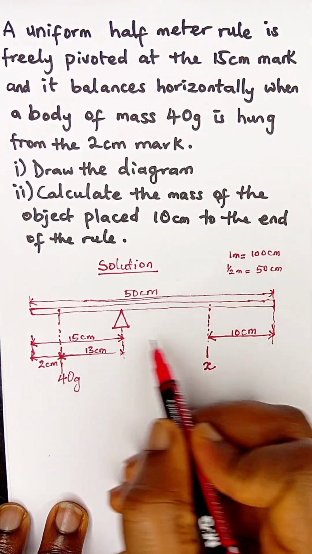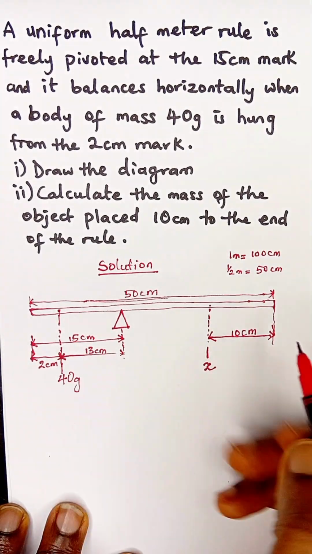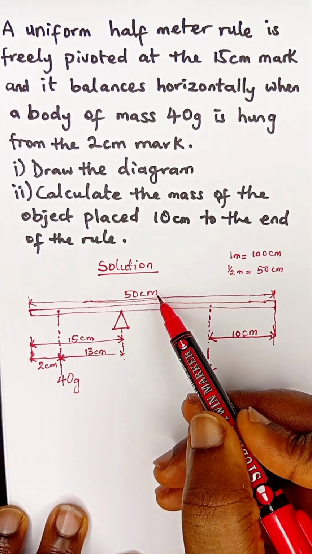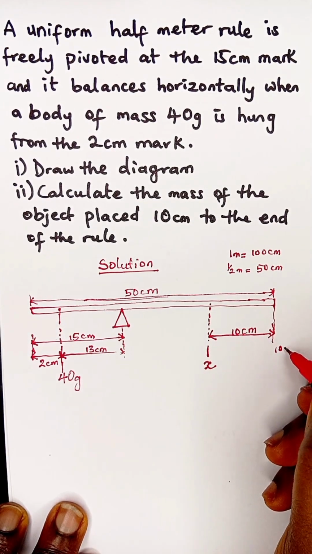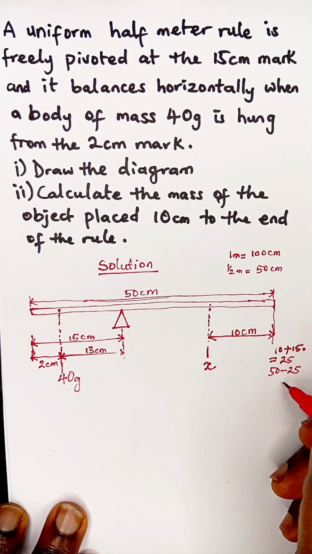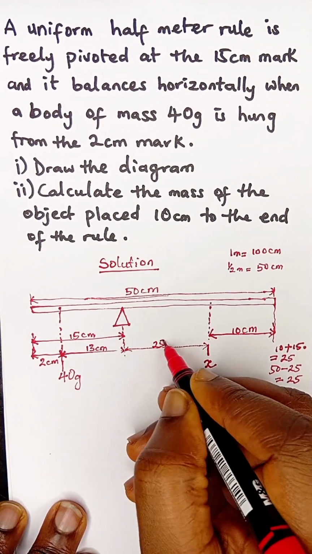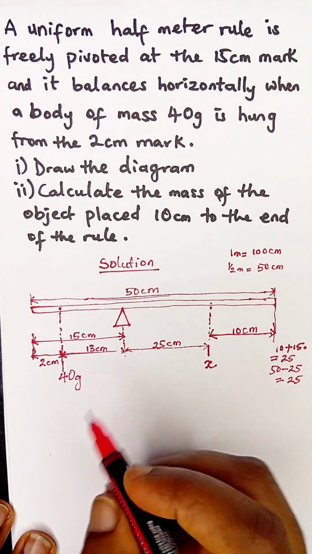To calculate the other distance, from here to here is 10 cm, from here to here is 15 cm. So we'll add 10 to 15 and subtract whatever we get from 50 cm. 10 plus 15 equals 25. And 50 minus 25 is 25. So this distance from here to here is what? 25 cm. At this point, we've gotten everything we need.